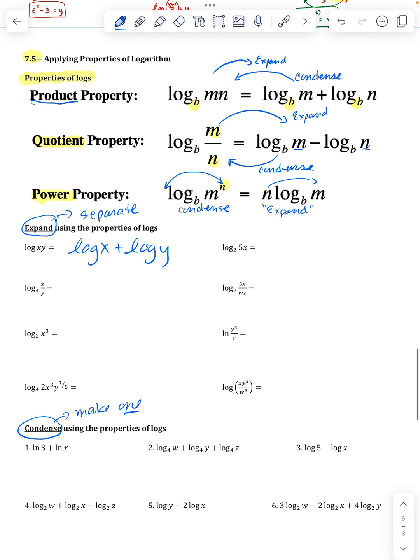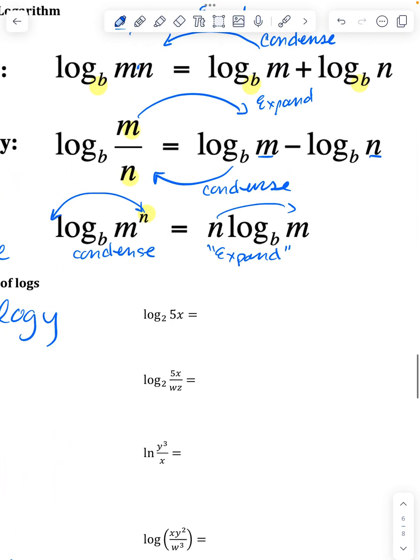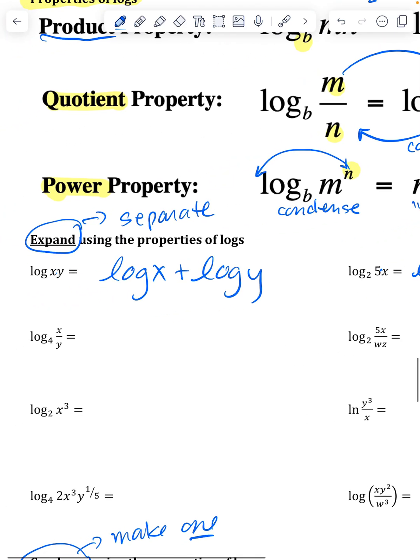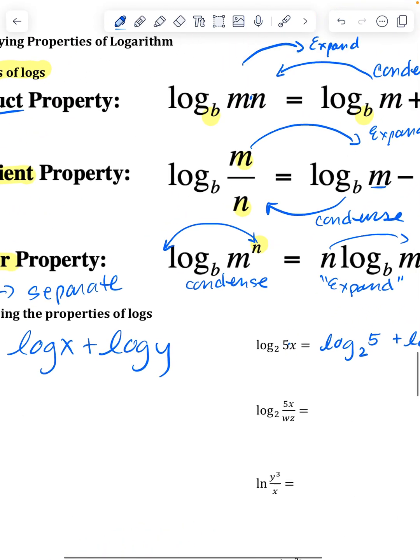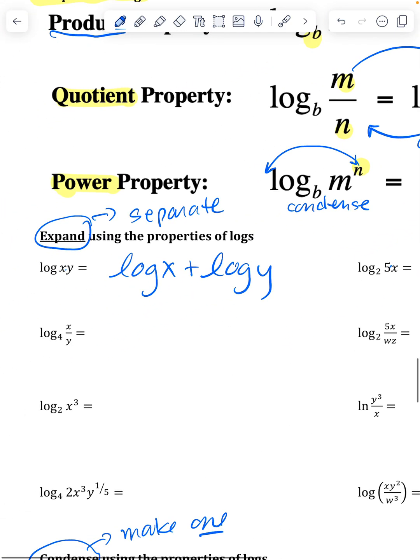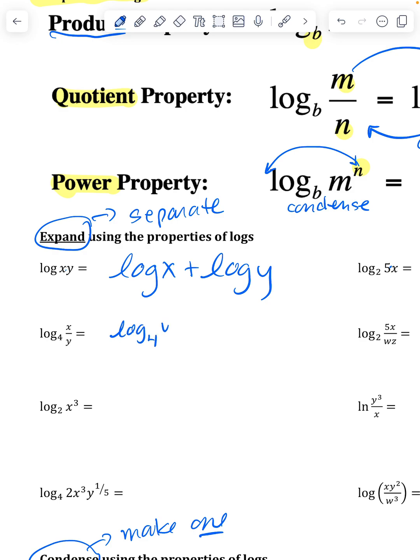So here, in the second example, I have log base 2 of 5x, which is 5 times x. So since it's multiplication, I can split it up with addition. Since it was base 2, I write each thing as having a base 2. Here I have x divided by y, so I'm using my quotient property. They're together by division. I will separate or expand them using subtraction. Since it's log base 4, I'll use log base 4. It's the top thing minus the bottom. So since the x is on top, I'll have that, and then I'll have log base 4 of y.